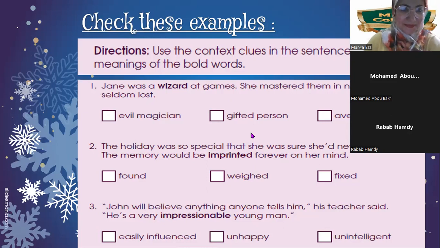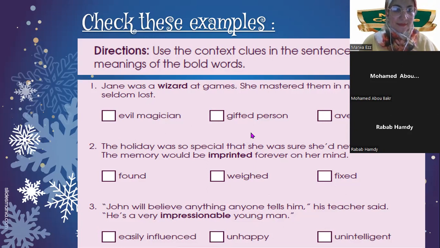In the first one, Jane was a wizard at games. She mastered them in no time and seldom lost. The word wizard by itself may mean magician, by the way. If you go for the dictionary meaning, I have 2 choices here that could be close to the right answer: evil magician and gifted person.